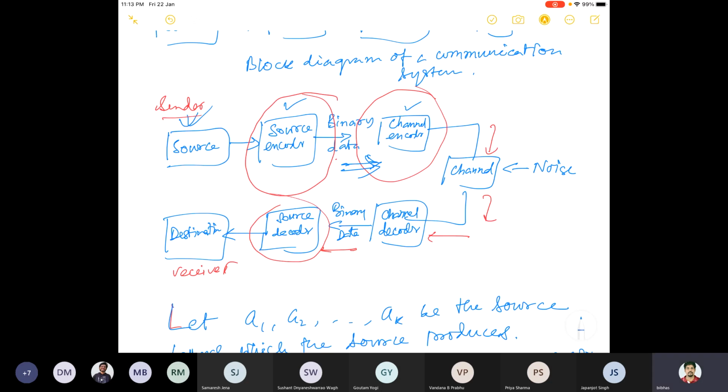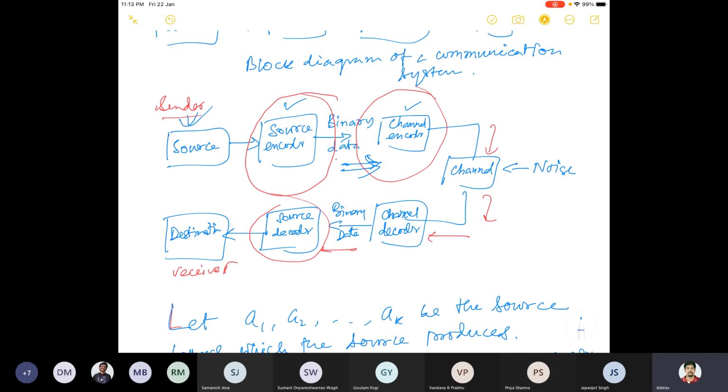Suppose there is a limit that per second you can only transmit 5 bits of data. Now, suppose there is a code word whose length is 6 bits, and 6 bits means 6 binary digits. Then you cannot transmit the entire code word at a particular time. There has to be a waiting time.